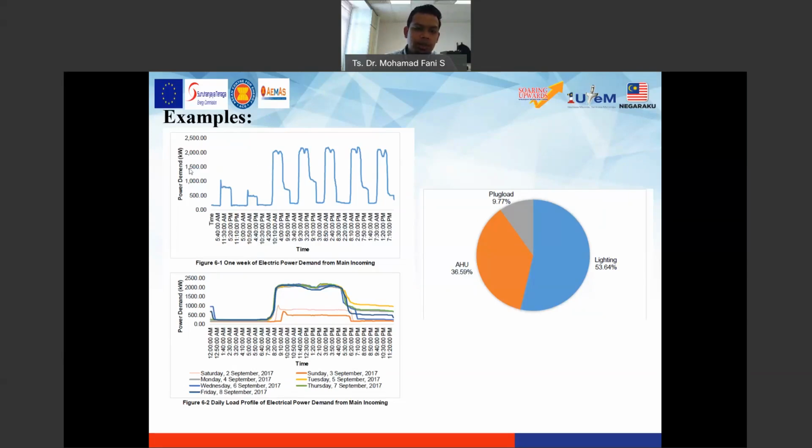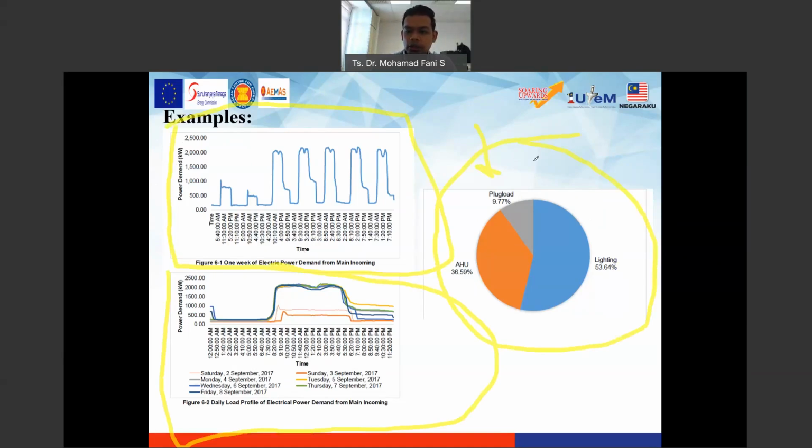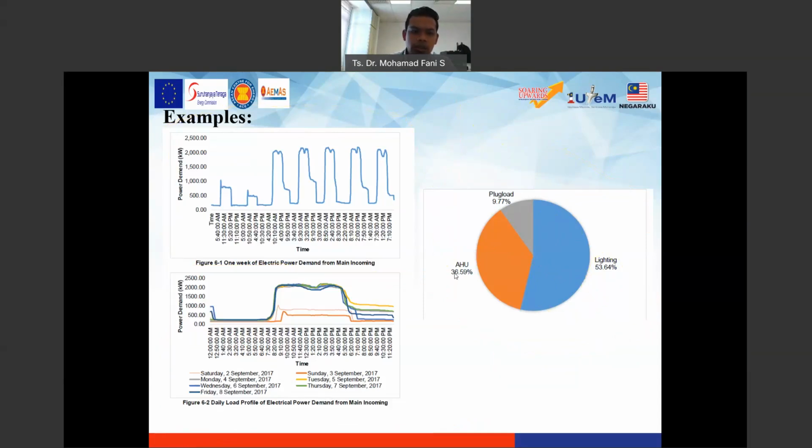So this one is the example for the incoming load profiling, to do something like this and to provide this load breakdown. For example, lighting, plug load, or you can find any other item here. This one, lighting, is very small, and the cooling system or chiller system is 60%, etc. So based on the measurement, it is all about the measurement.